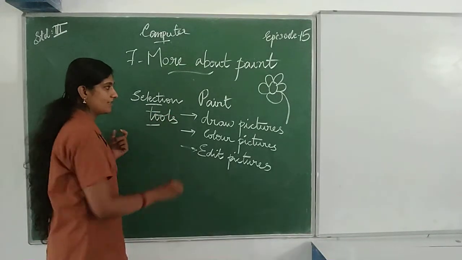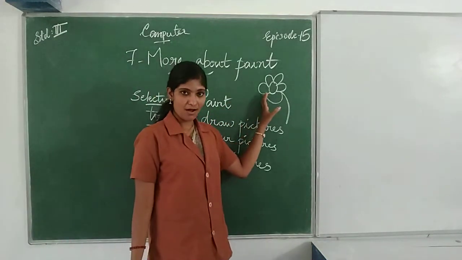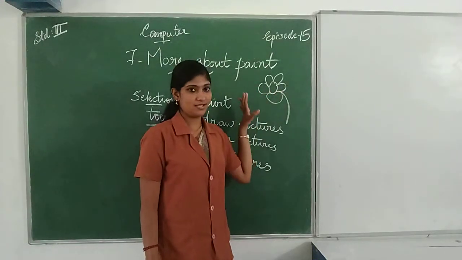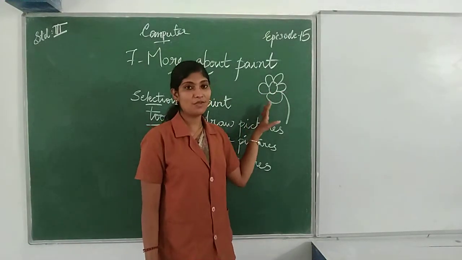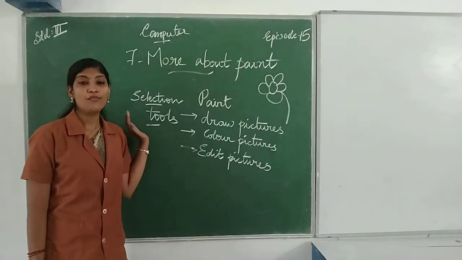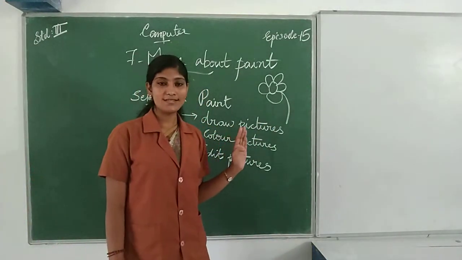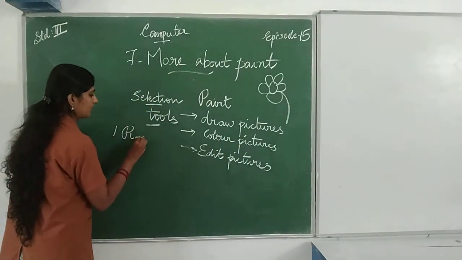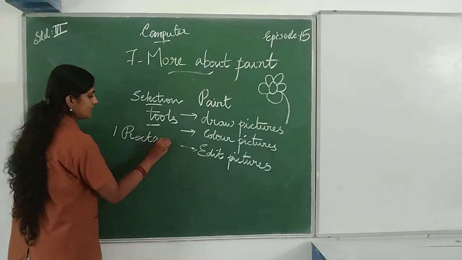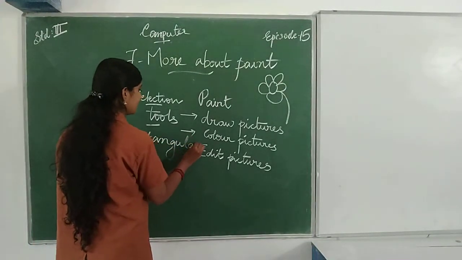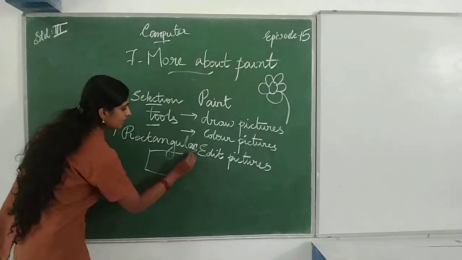So here the question, if you want to cut out a part from this picture, what are the ways to select? What are the different ways of selection? First one, rectangular selection. Rectangle, we know, has 4 sides. This is a rectangle.